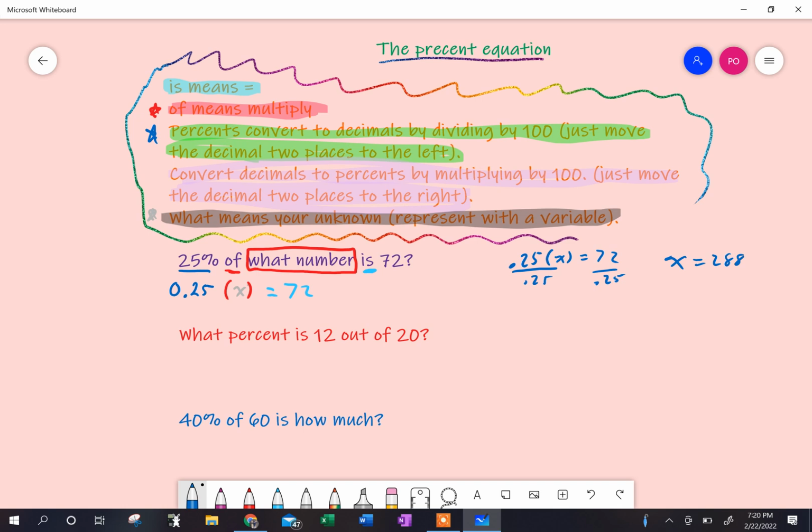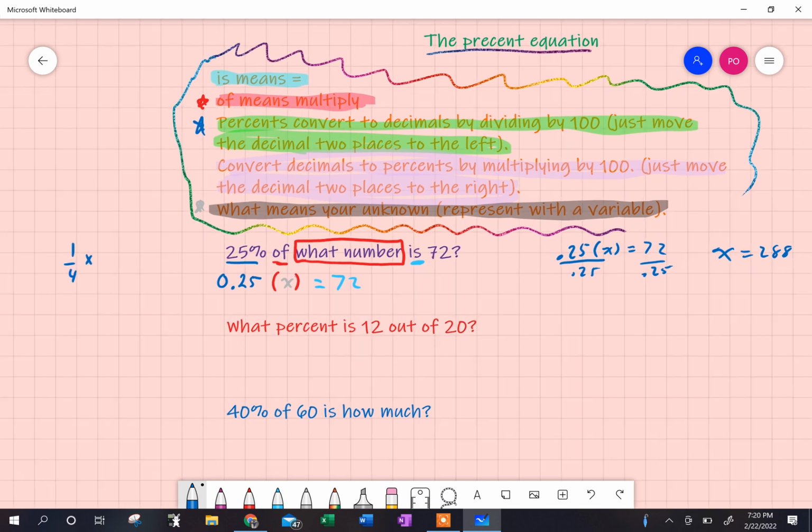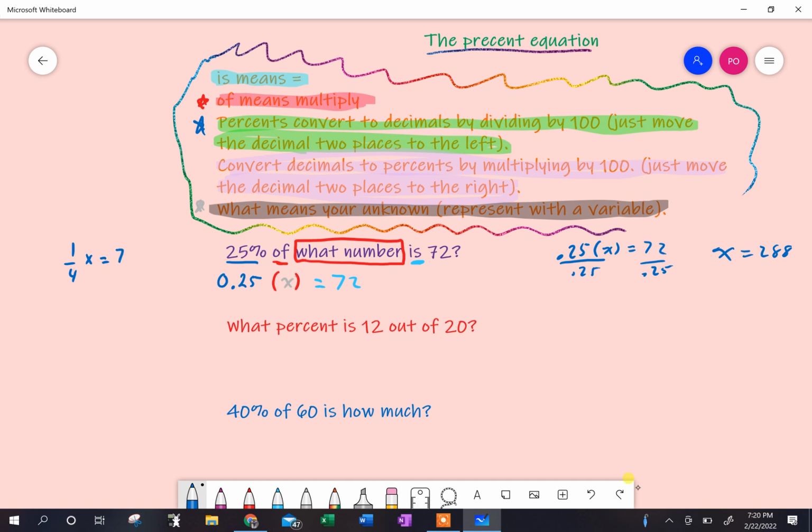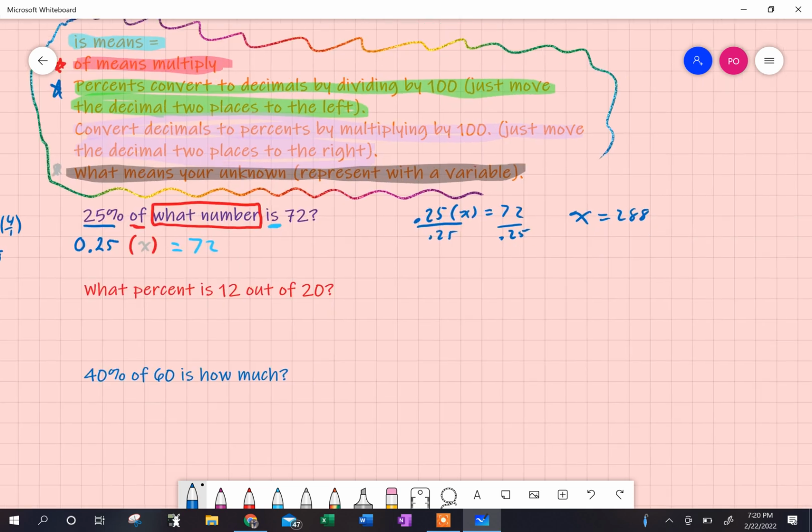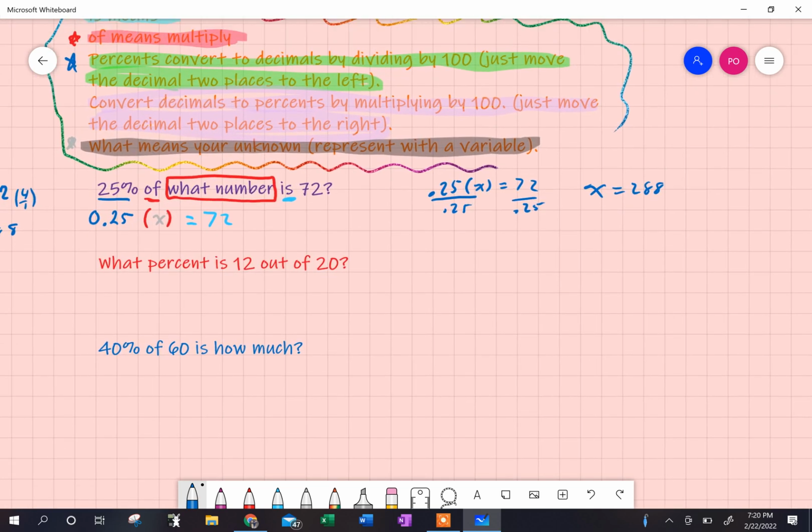You may be wondering how I did that in my head. And if you are, I'm going to explain. 0.25 or 25 hundredths is really 1/4. And this is a little bit outside of what you need to know at this point in time. So I really have 1/4 x equals 72. And I just multiplied both sides by 4 over 1. And when I do that, I get x equals 288. But don't worry about that right now.